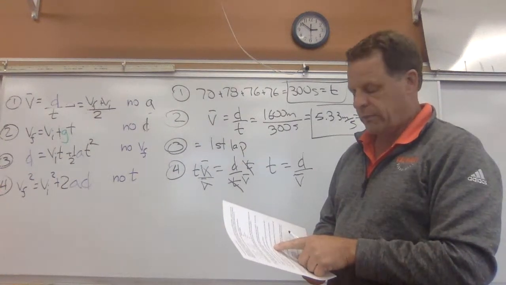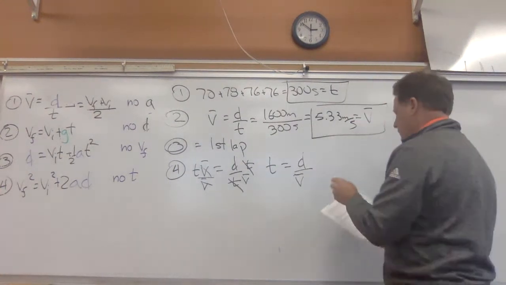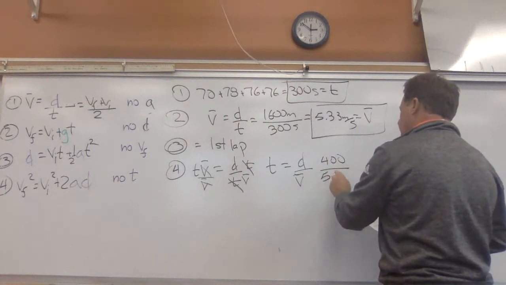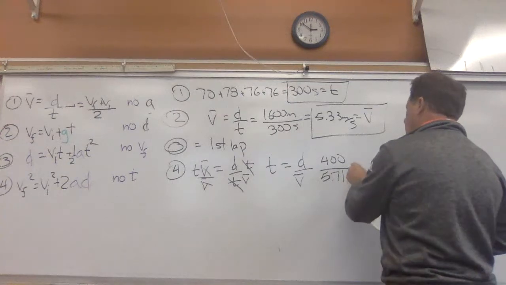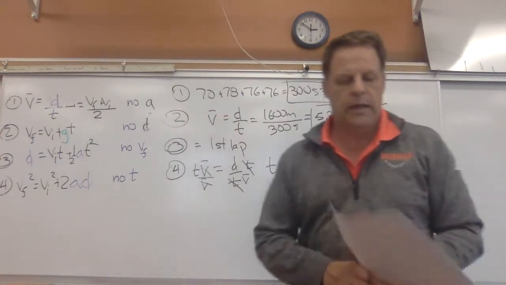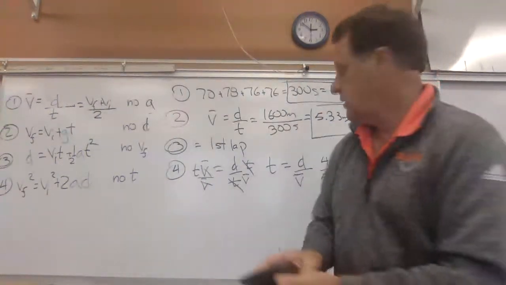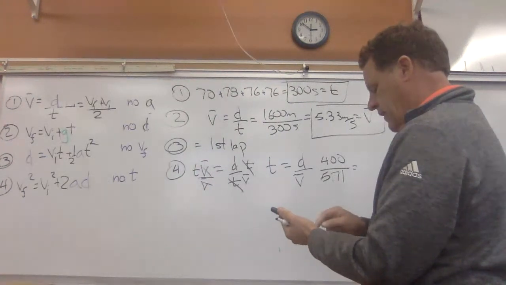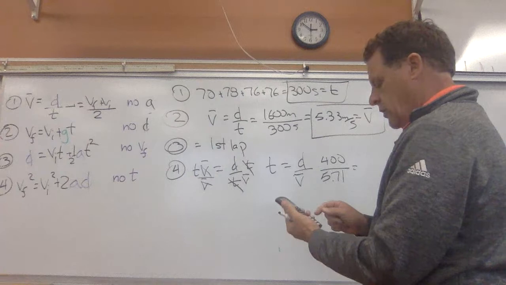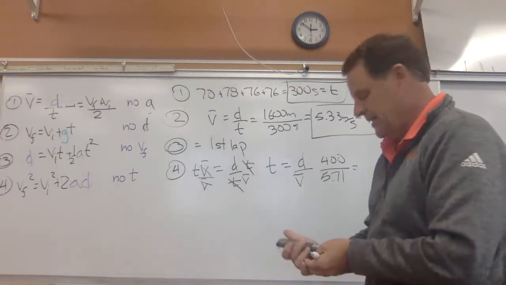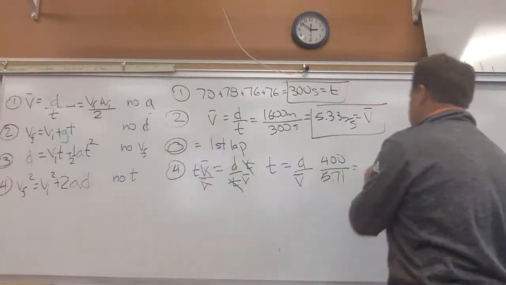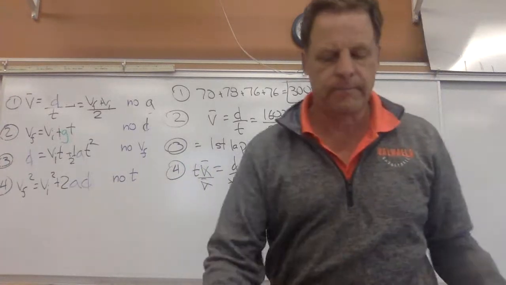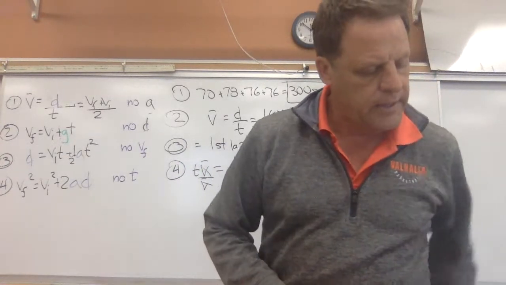In this case, we have an average velocity of 5.71, so we're going to have a distance of 400 meters divided by 5.71. 400 divided by 5.71 is going to give us 70 seconds.